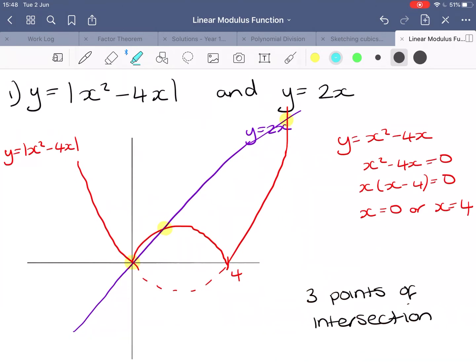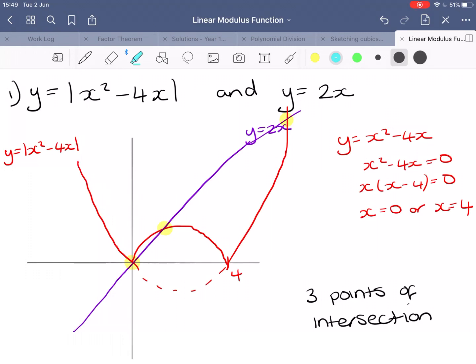Okay, so modulus of x squared minus 4x. Got to think about what x squared minus 4x looks like first. Well, it crosses at x equals 0 and x equals 4. So our modulus curve looks like the red line.